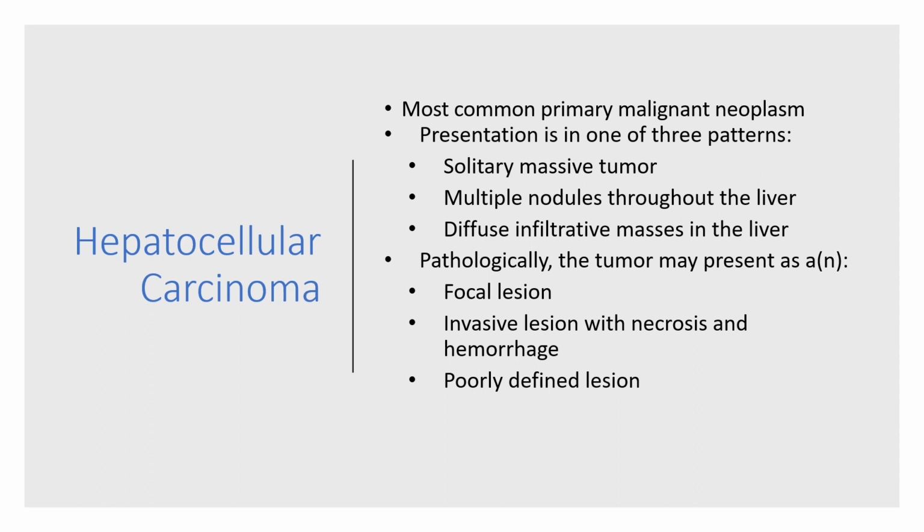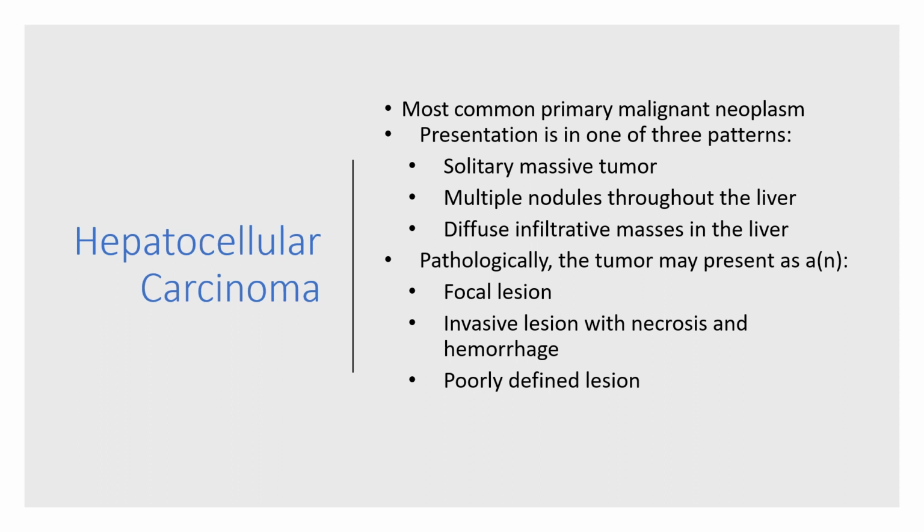This is the most common primary malignant neoplasm of the liver, and presentation is going to be in one of three patterns. It can be a massive solitary tumor. There can be multiple nodules throughout the liver, or you can have a diffuse infiltrative mass of the liver. So pathologically, the tumor can present as a focal lesion, an invasive lesion with necrosis and hemorrhage, or as a poorly defined lesion.